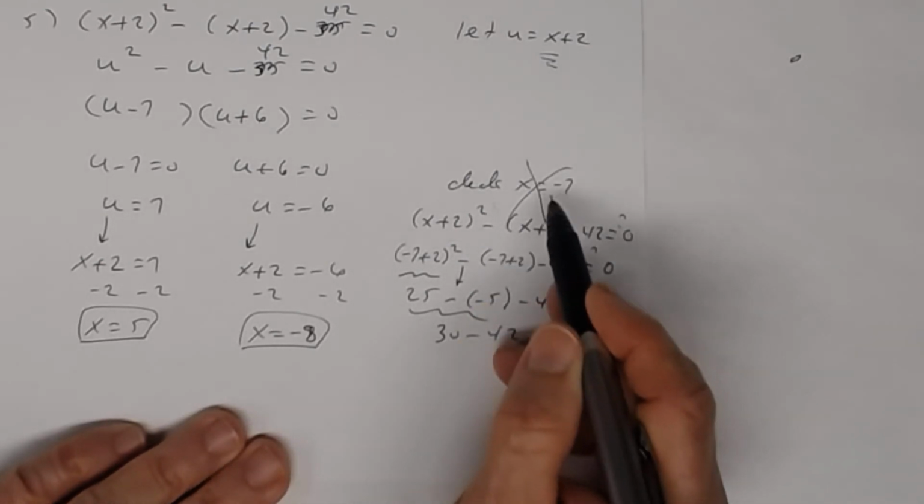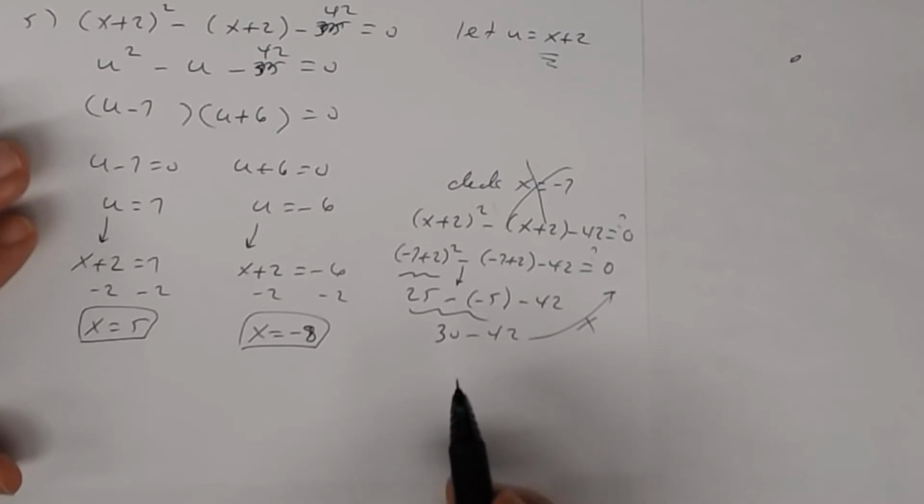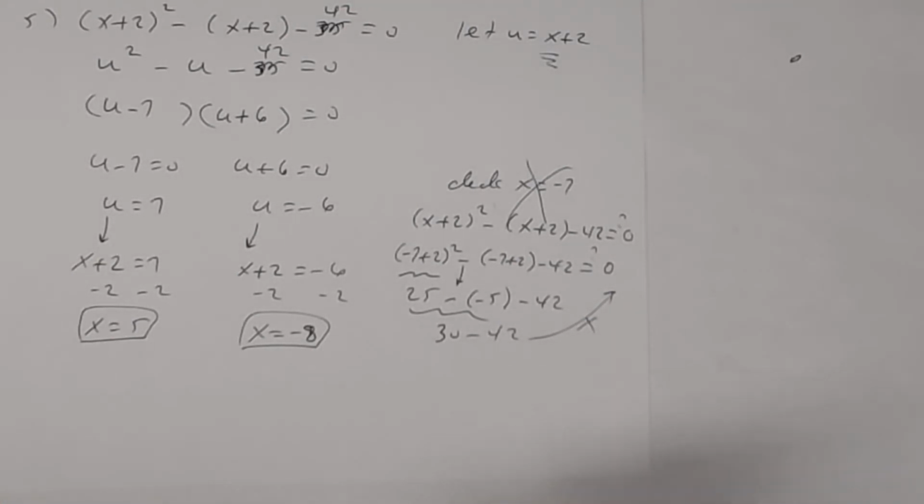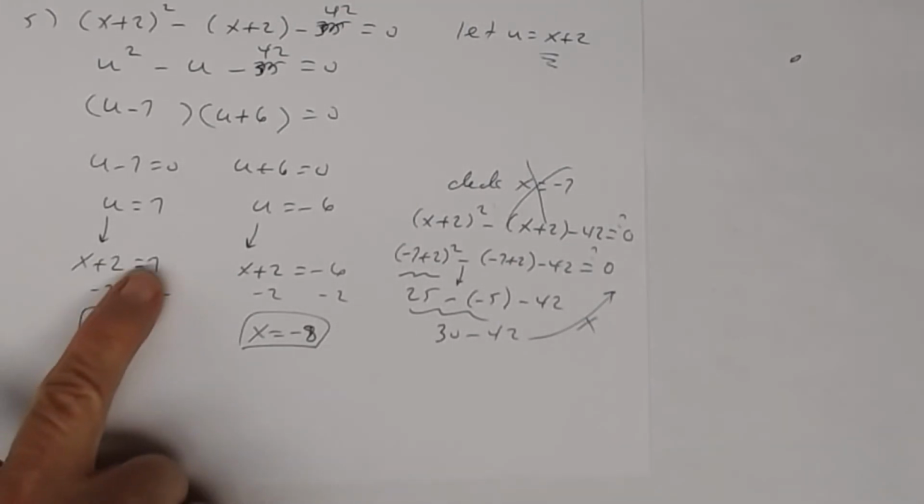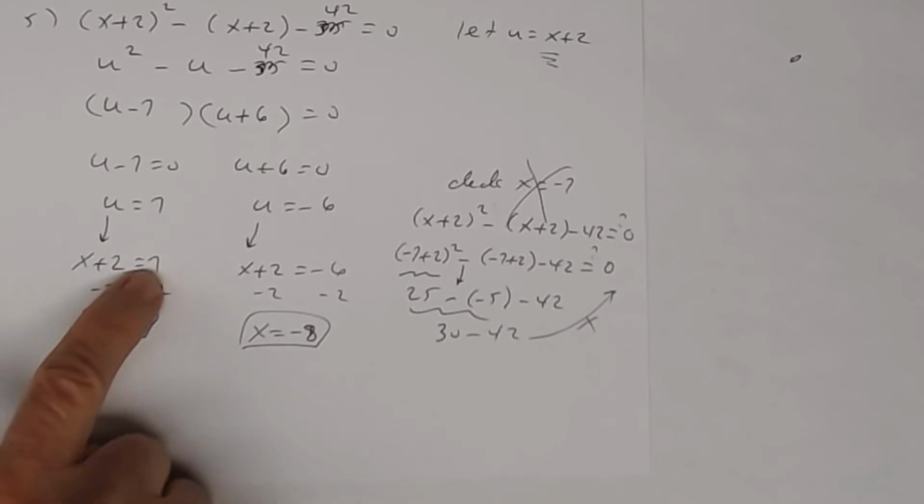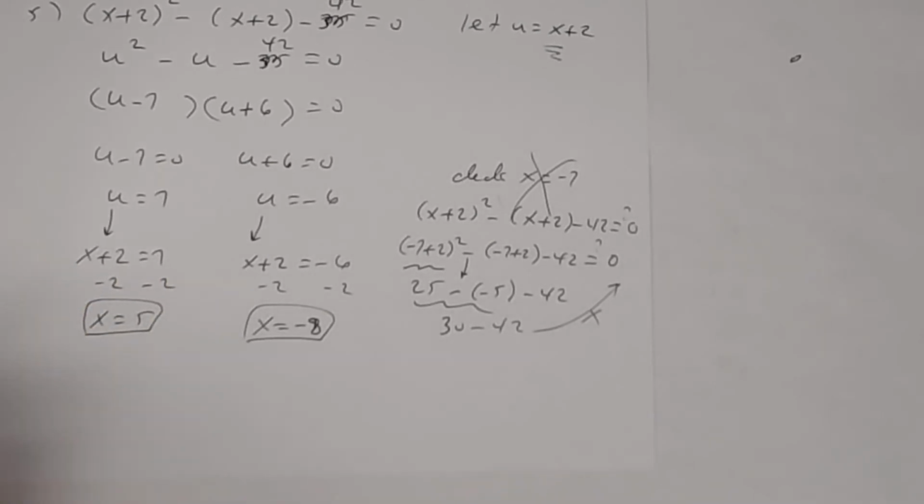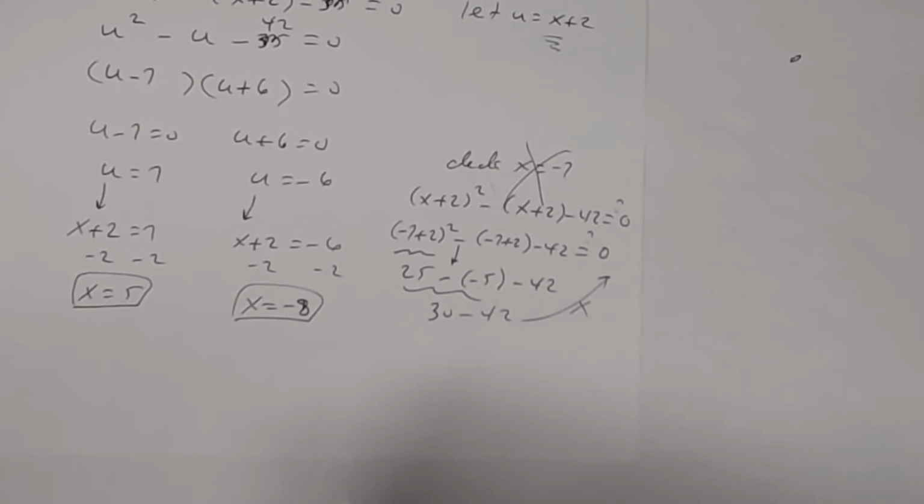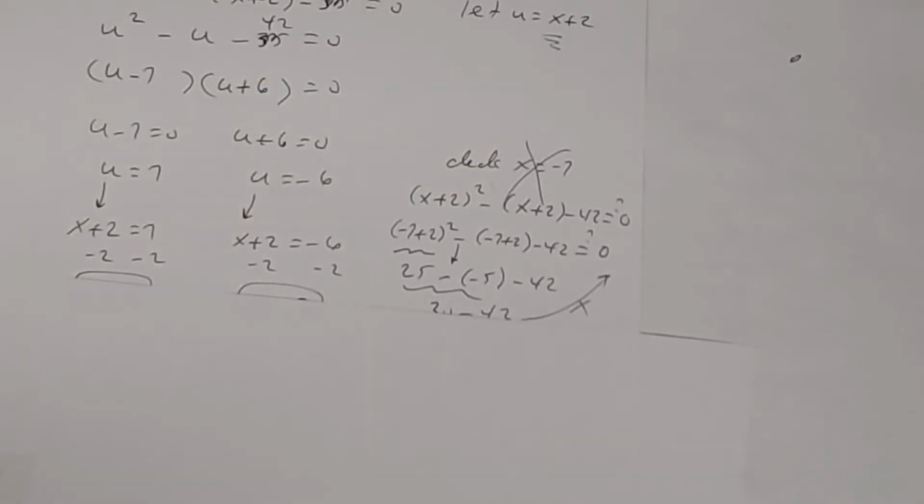So negative 7 is not the solution. Let's check negative 8 now. So always double check. Always double check. 7 negative 2 is 5. So that one's correct. I didn't make a mistake there. So I'm going to go back and do this one again, but now use negative 8. So now it should work.